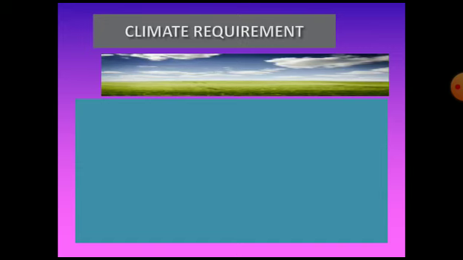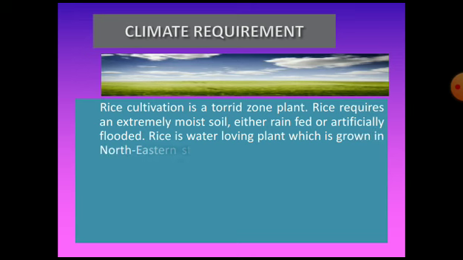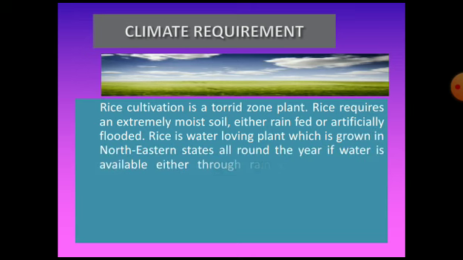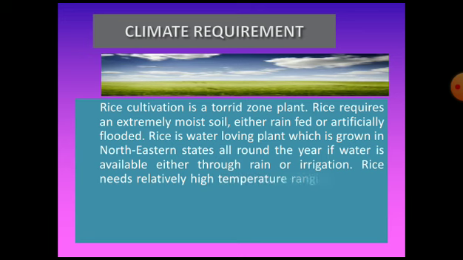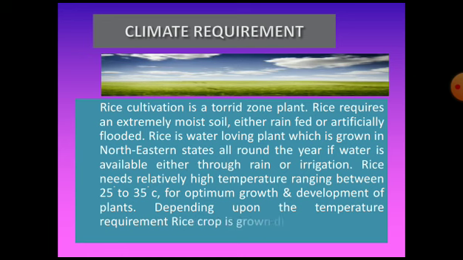Next is climate requirement. Rice is a torrid zone plant. Rice requires an extremely moist soil, either rain fed or artificially flooded. Rice is a water loving plant which is grown in northeastern states all around the year if water is available either through rain or irrigation. Rice needs relatively high temperature ranging between 25 to 35 degrees Celsius for optimum growth and development of plants. Depending upon the temperature requirement, rice crop is grown during Kharif.